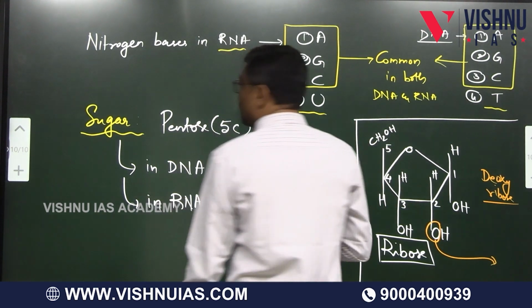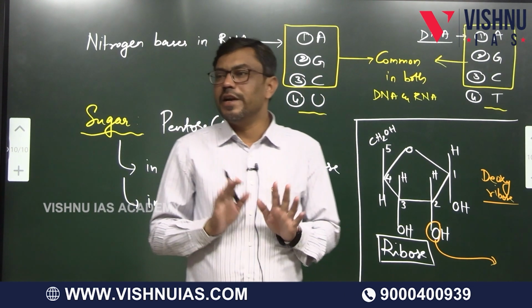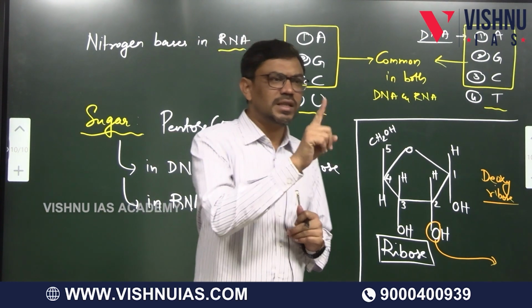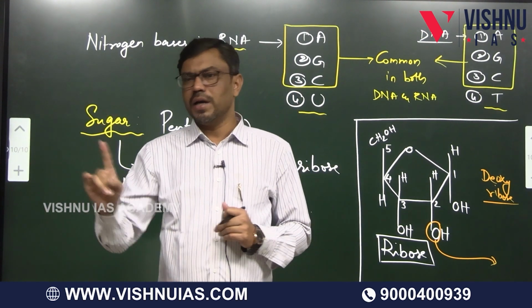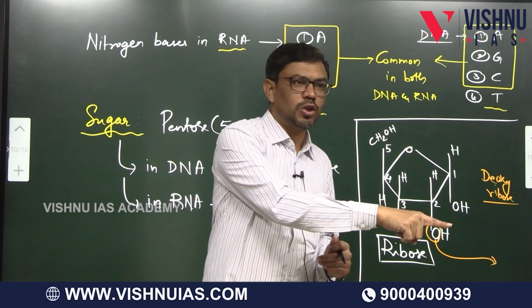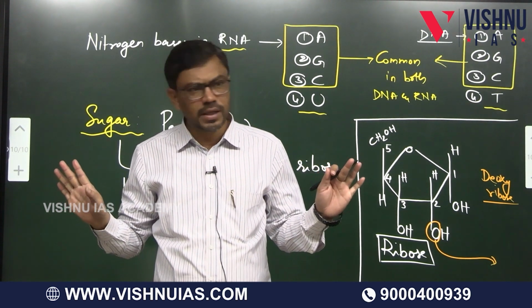And next, phosphate is common in both DNA and RNA. Is it clear? So this is the composition of DNA and RNA. Just remember, DNA nitrogen bases: adenine, guanine, cytosine, thymine. RNA: adenine, guanine, cytosine and uracil. Sugar: deoxyribose sugar in DNA, ribose sugar in RNA. This much is enough. Is it clear?